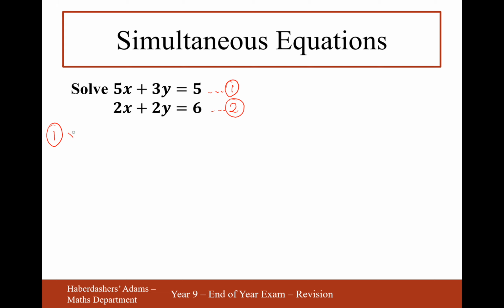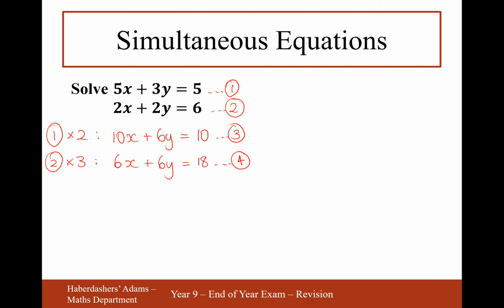So I'll take equation 1 and double it. And that will make it 10x plus 6y equals 10. And we'll call that equation number 3. And then for the second equation, I will triple it. And that will give me 6 on the y as well. So it will give me 6x plus 6y equals 18. And I'll call that equation 4. Now the y's perfectly match up.